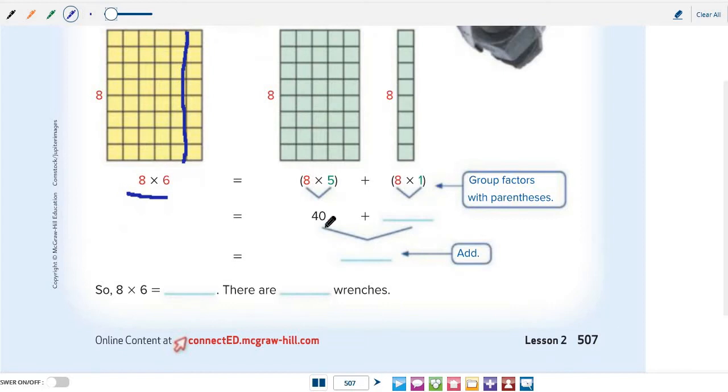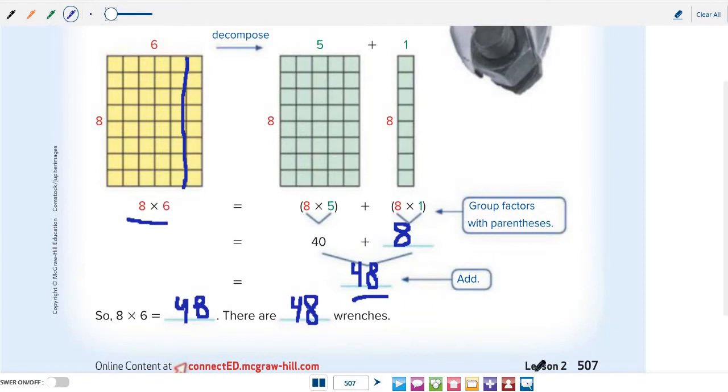8 times 5 equals 40. 8 times 1 equals 8. Now we need to add the products. So 40 plus 8 equals 48. This is the unknown product, 48. It's so easy, right? So 8 times 6 equals 48. So there are 48 wrenches.